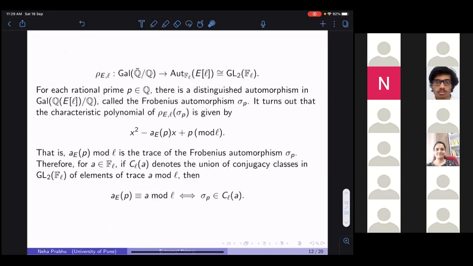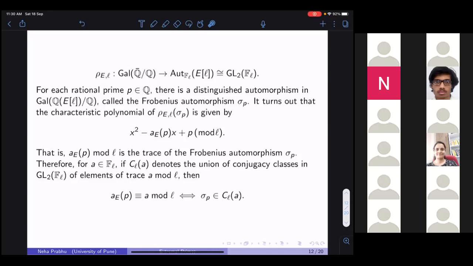Well, there is a special automorphism called the Frobenius automorphism sitting in there. And it turns out that the characteristic polynomial of its image is given by this quadratic, and the trace appears to be a_b(p). Okay, so the trace of the Frobenius automorphism is a_b(p) mod L. And so if you look at the union of conjugacy classes of trace a, this finally tells us that the condition a_b(p) congruent to a mod L is true if and only if the Frobenius automorphism, viewed as an element of GL2(F_L), is an element of the conjugacy class of trace a.